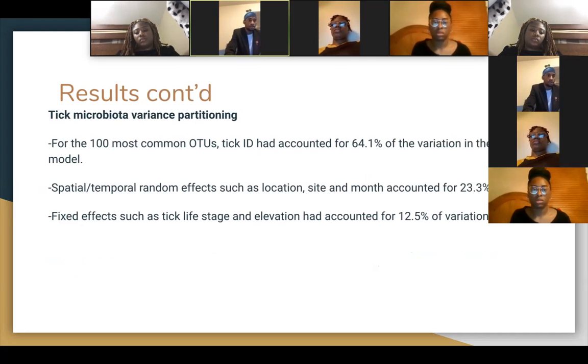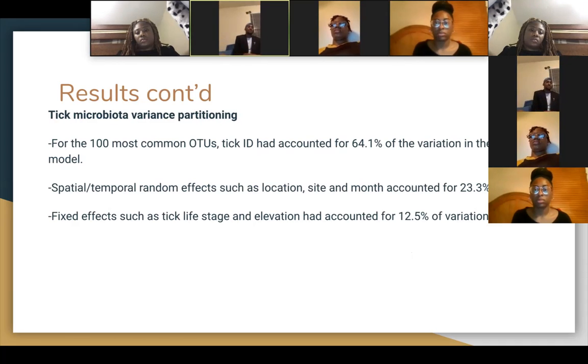Okay, so this is the results of the tick microbiota variance partitioning. And this explained that most of the variation in tick microbiota is related to the actual tick identification, tick ID rather. For the 100 most common OTUs, tick ID accounted for over 64.1% of the variation in the model.